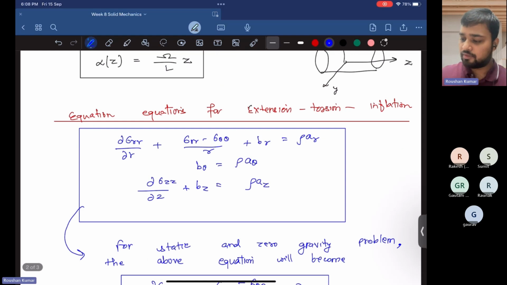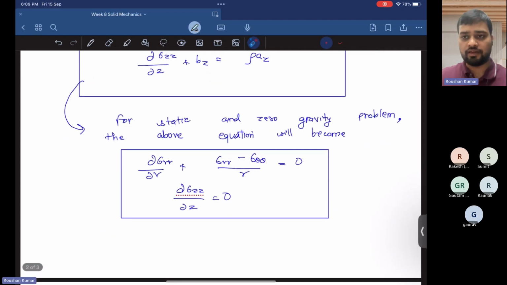So here you can easily see that if the body force is not present, so b theta is 0, and if we are dealing with a static problem, then the radial acceleration, tangential component acceleration, theta component acceleration and z component acceleration are also going to be 0. So in that case, equation number two will vanish completely, and only two equations will remain, that is these two equations. So I just wrote here. This is the case when there is no body force present in the system and the problem is static.